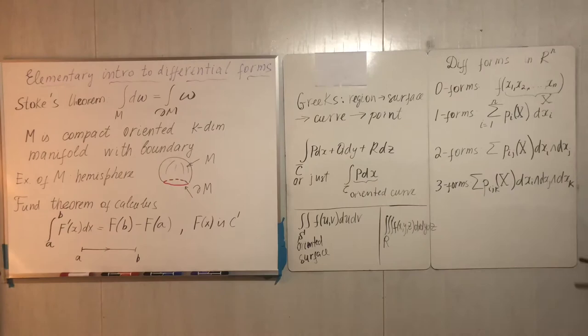Then two forms would be expressions where we have dxi dxj, for now ignore this sign, right? And we have all possible different combinations of that. And three forms have dxi dxj dxk, also different combinations, and so on. So let's call these formal expressions differential forms.